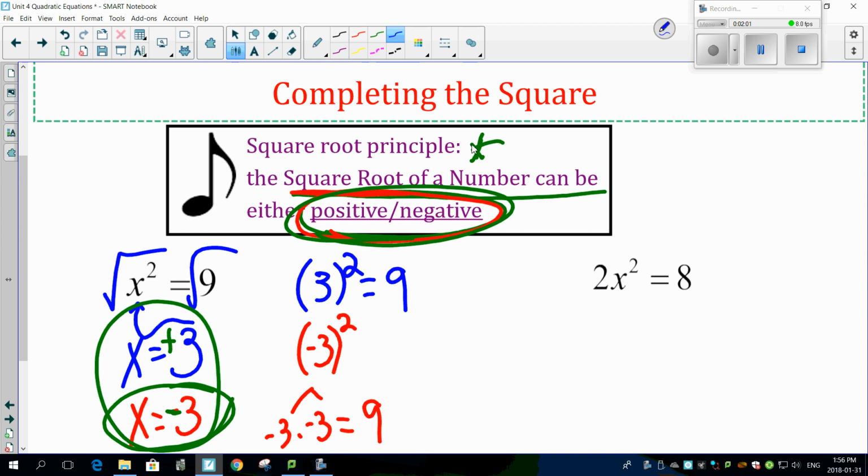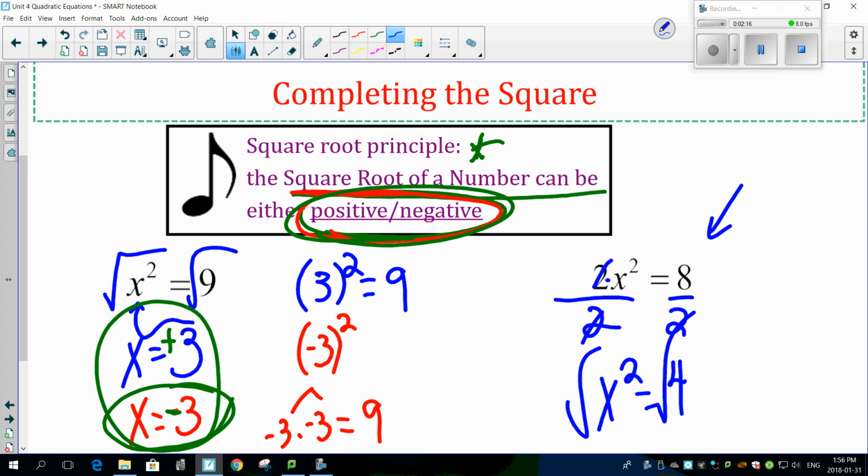So how would you do it for something like this particular question? Same old, same old. This is multiplication. So the first thing you would have to do is divide it out first, canceling this, giving you x squared equals 4, and then you would square root this. And you know the square root of 4 is equal to plus or minus 2.